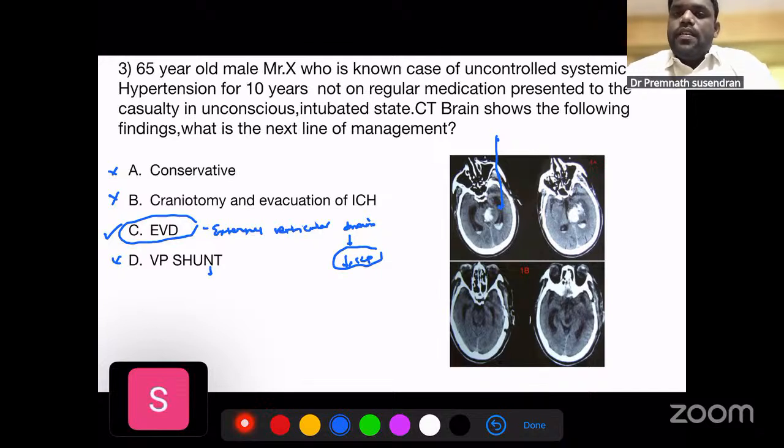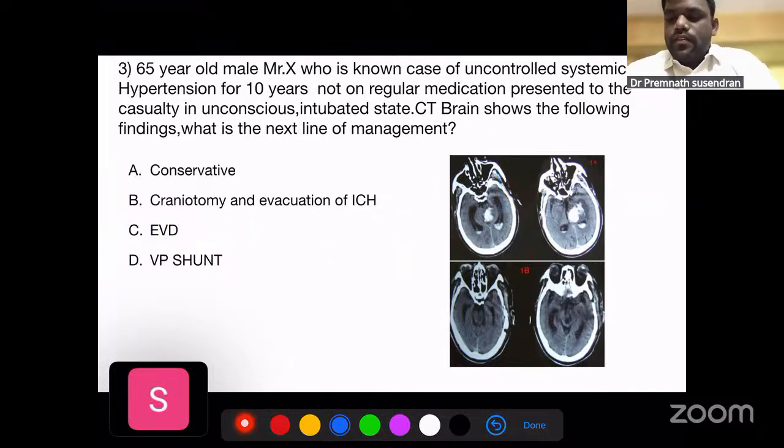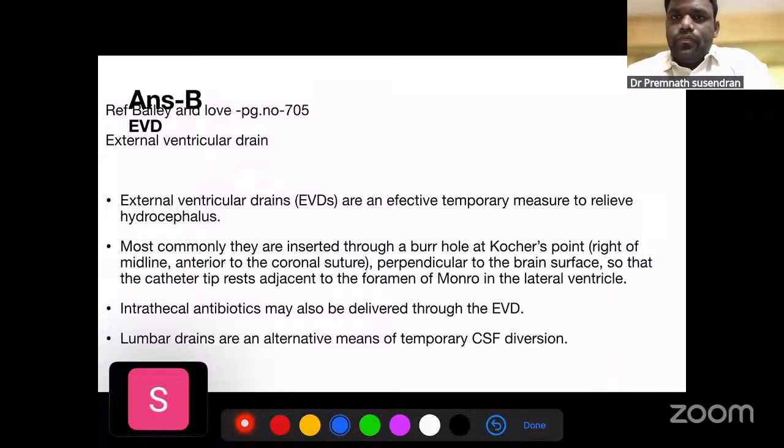So the effective treatment is, initially, we have to do the EVD to stabilize the patient and decrease the ICP. When the patient's consciousness is good, we can go for the primary management. So at present, we have to go for external ventricular drain. The external ventricular drain is the correct option for this patient. So the answer is B, EVD.